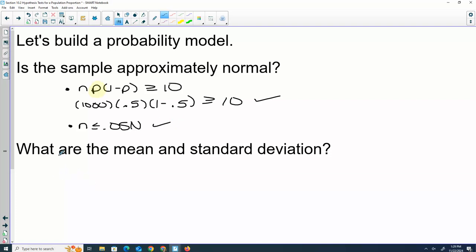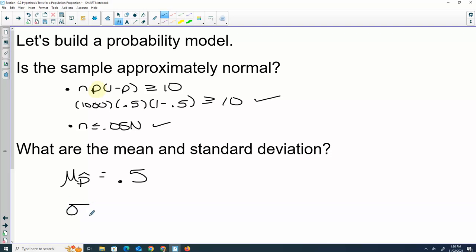Mean and standard deviation. So pull out your formula sheet if you need to. Same ones that we've done in the past. The mean for p hat is just our population mean, which is the null hypothesis, the 0.5. They throw me off that we're not using the 534. We will, but not yet.